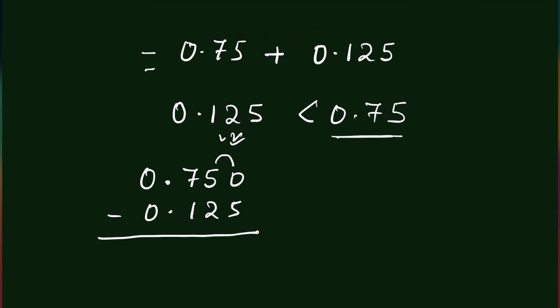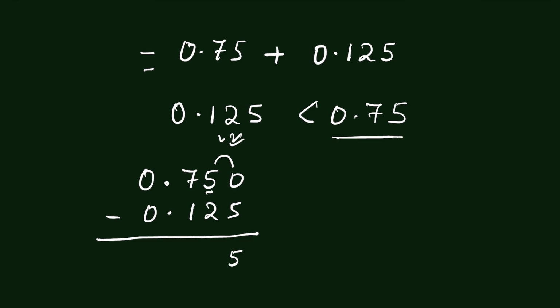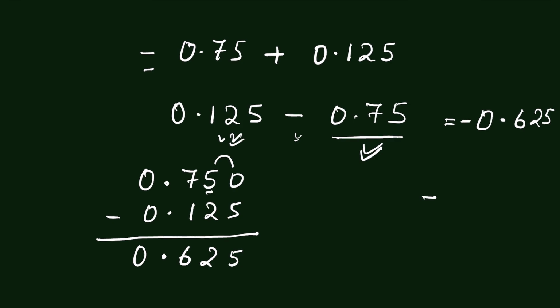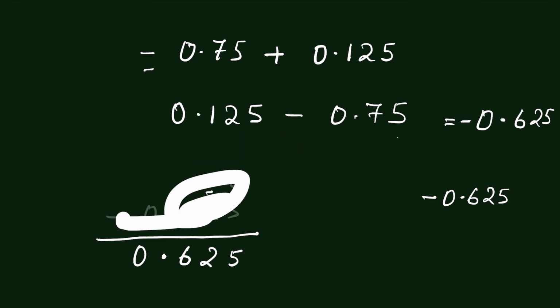Now borrow 1 here. It is 10 minus 5 is 5. This is 4 now. 4 minus 2 is 2. 7 minus 1 is 6. And decimal here. So it is 0.625. Now since this number was the bigger number, therefore we have to put the sign of the bigger number, that will be negative sign. So it is minus 0.625.